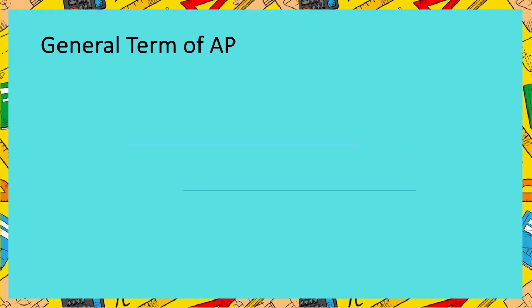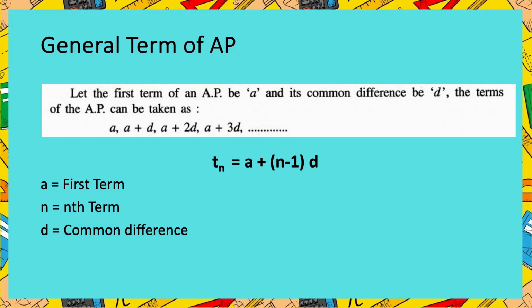Now, since we have understood what an AP is, let us talk about the general term of an AP. To understand the general term of an AP, let's say we take an AP which has the first term as a and the common difference as d. Now if I want to write this AP, the first term would be a, the second term would be a plus d, the third term would be a plus 2d, and so on. For every single term, I just have to keep on adding a d.